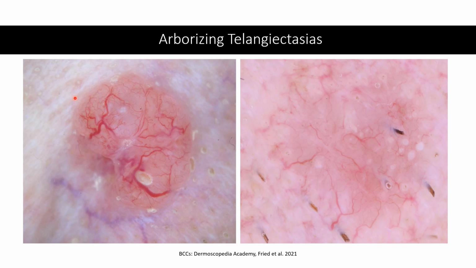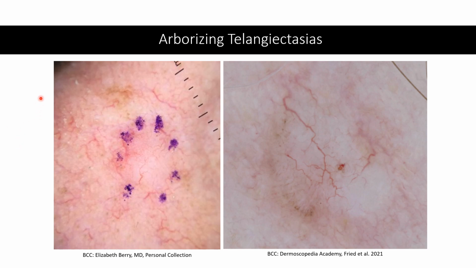As I noted before, the arborizing telangiectases are larger caliber vessels. This is really important for differentiating them from the other smaller vessels of things like amelanotic melanoma. These vessels will also tend to cross the midline, as you can see on the left here and on the right panel here. I think it's also important to see arborizing telangiectases in the context of sun-damaged skin.